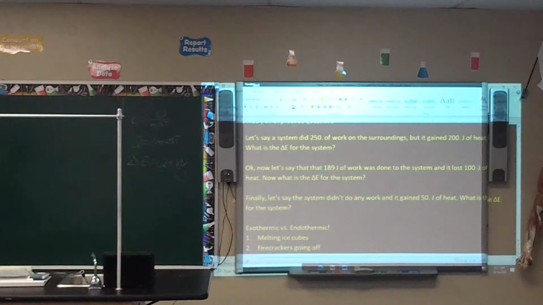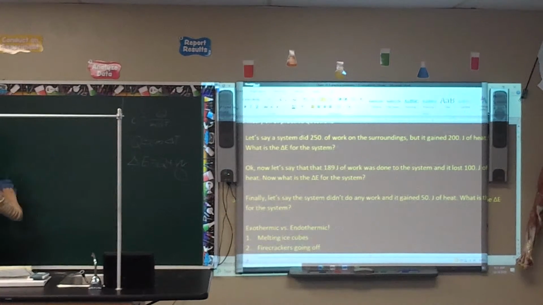But it gained 50 joules of heat, so what's the change of internal energy? Well, if it gained 50, with a decimal point, I remember to fix that one, and didn't do any work, well then it just gained 50 joules. So the answer is just 50 joules of energy. We don't count the 0 for sig figs, so don't worry about that one.